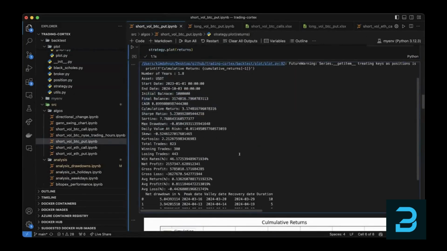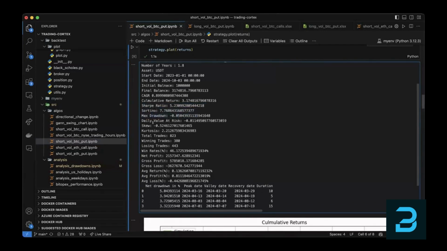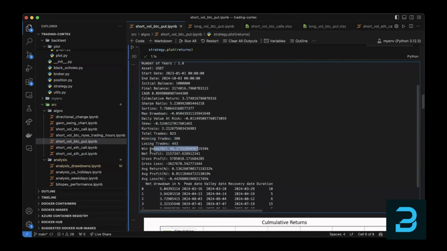It provides us with risk metrics such as the Sharpe ratio and the Sortino ratio. We can also analyze the maximum drawdown, daily value at risk, and skew kurtosis, which are calculated based on the monthly distribution of the simulation result. We can also see the trade statistics, like the total trades, number of winning trades, losing trades, win rate, and so on.